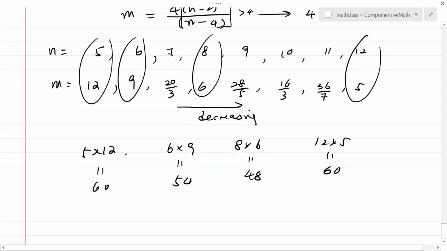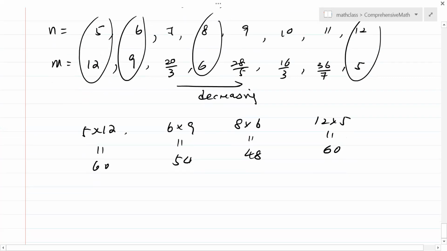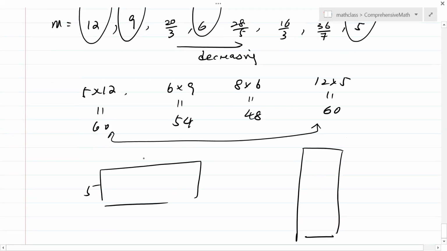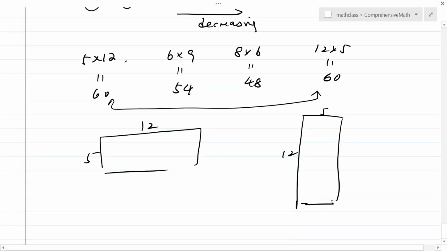There are two possible ways, and those two are identical in my opinion. Just one is horizontal, the other is vertical. The reason is that this is a length, and if you turn it, 5 by 12 and 12 by 5 give you the same picture, you just rotate 90 degrees. So there are four solutions there.